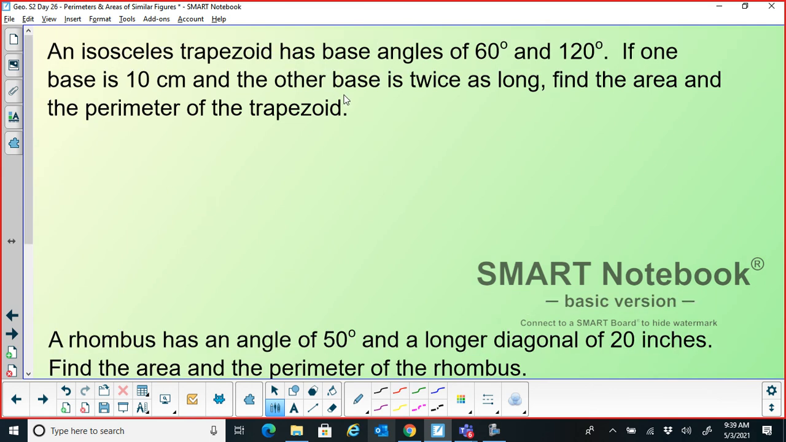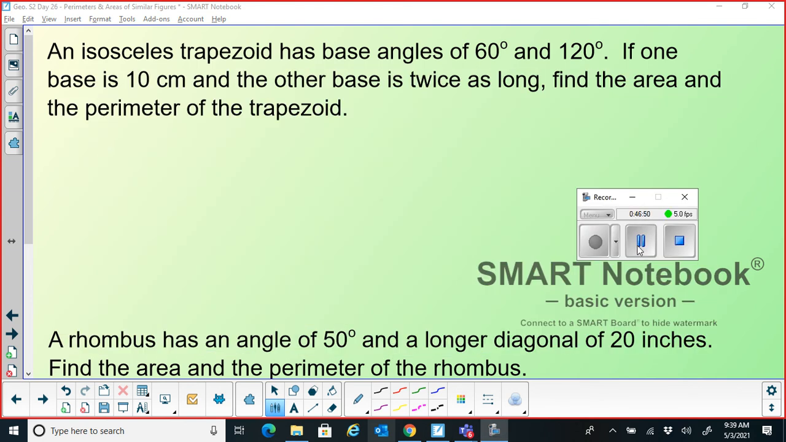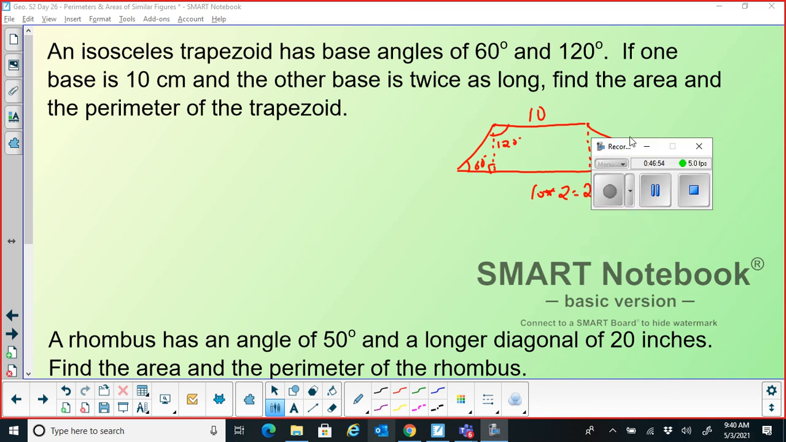An isosceles trapezoid has a base angle 60 degrees and 120 degrees. If one base is 10 centimeter and the other base is twice as long, find the area and perimeter of the trapezoid. I'll give you like a minute or so and then we will go over solution. You may need help on this one, so please observe.